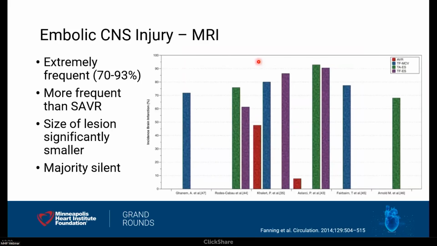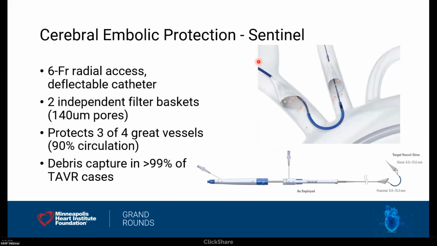Of note, we do know from prior studies that embolic CNS injury is very common in TAVR patients. It can happen all the way up to 93%. And these are based on diffusion weighted MRI findings. They're more frequent than surgical AVR. The size of the lesions are significantly smaller. But most importantly, these do not translate into clinical strokes. So seeing an MRI with embolic phenomena after TAVR is a very common thing, but that's not a clinical stroke. And that's been shown over the trials for years.